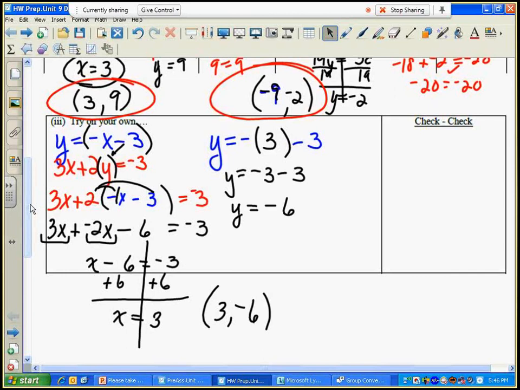Okay, that's what we think the solution to that system is. Let's check it with our two equations. Okay, plug in a negative 6 for y. Plug in a 3 for x. All right, negative 3 minus 3 is negative 6. The first one checks out. Let's try the second one.